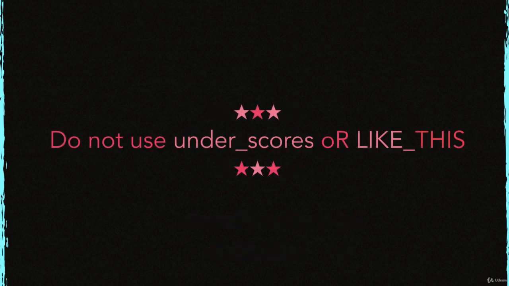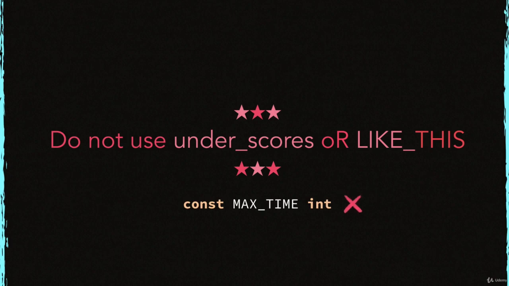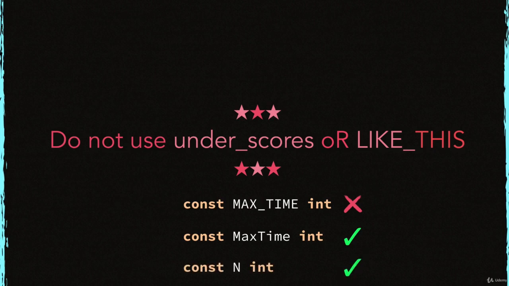And lastly, do not use underscores in names, or do not name them like this. They are not idiomatic and they look terrible to my eye. Let's take a look at another example. This declaration names max time with all capital letters and with an underscore character. This is not idiomatic. Let me show you a better version of it. This one is idiomatic. It uses the mixed caps. Let me show you one last example. This constant is declared with a single letter. This is also okay and idiomatic.